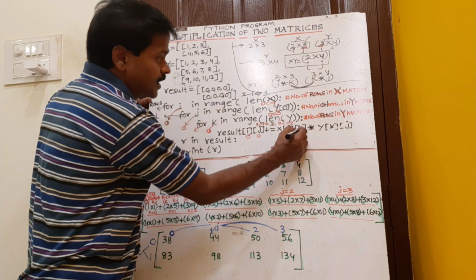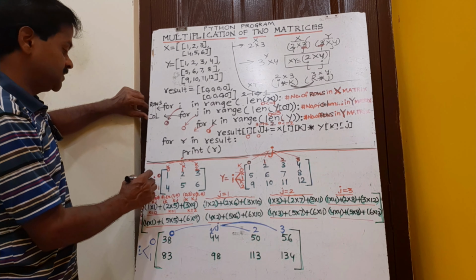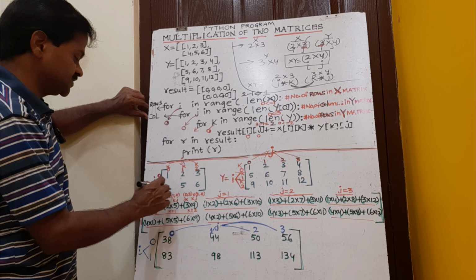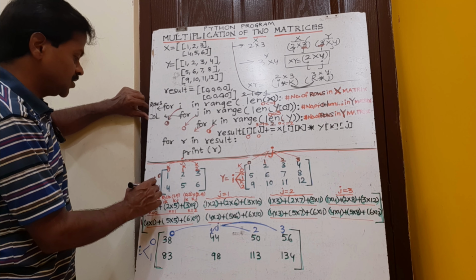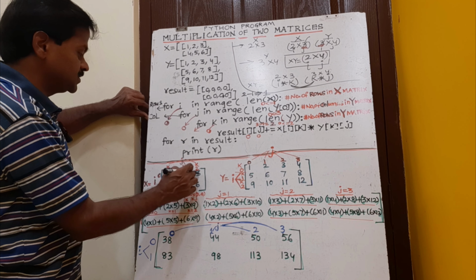Here, you see, for multiplication we will do like this. This is the X matrix. I represents number of rows. How many rows are there? 0 index, 1, 2 rows. Here J represents the columns. 1, 2, 3, 3 columns.